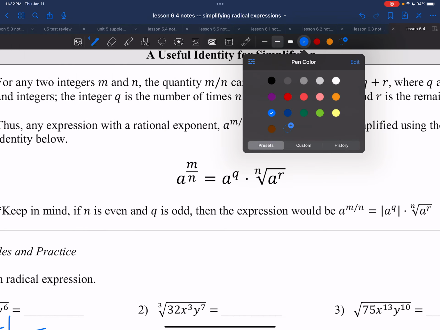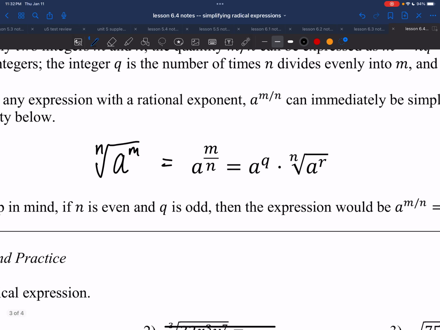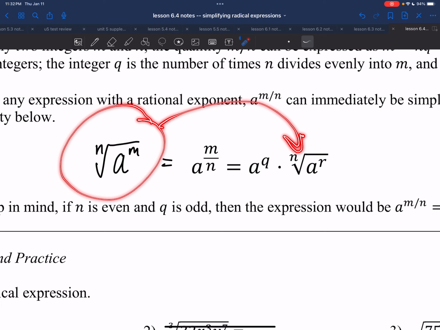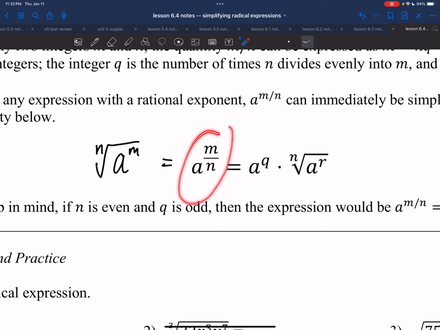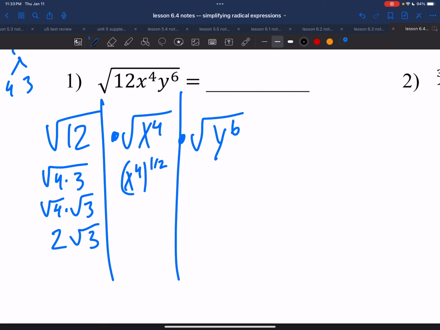Okay. Add this to your notes. The nth root of a to the m equals this. The idea is that you can just look at this and go here. If you write this, that's just extra work. Because a lot of times you start with this and you say, how do students do this mentally? That's what they're doing. They're saying, how many times does n go into m? Q many times, remainder left over. Okay? So here, x to the fourth to the half, well, that's just x to the four times a half, which is x to the two.